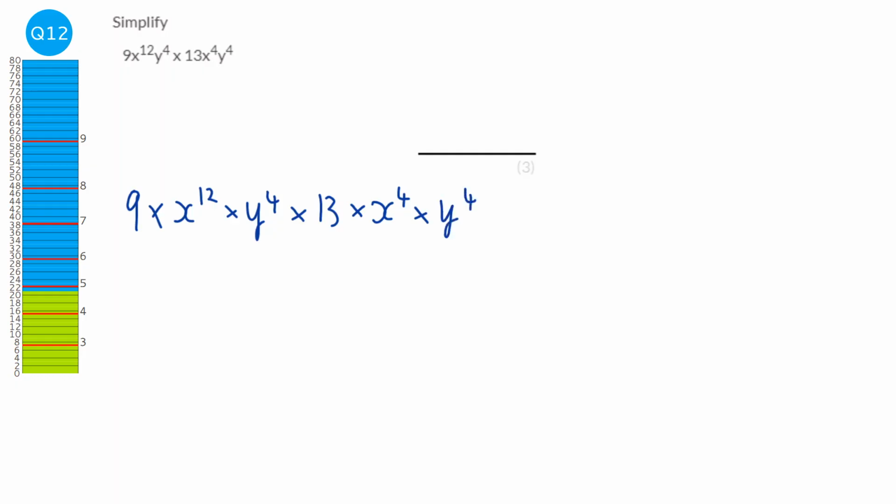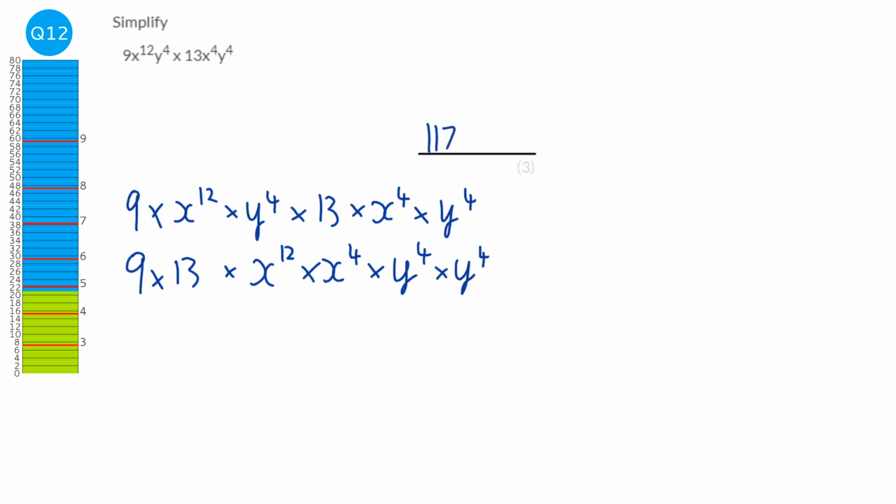And I'm going to reorder these to put the numbers together, first of all. And with multiplying, it doesn't matter which way around you do it. So I'm not changing anything. I'm going to put the x's together. And I'm going to put the y's together. So, first thing to do is 9 times 13, which is just 117.